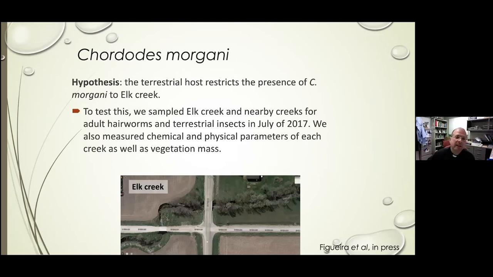So we hypothesize that the terrestrial host restricts the presence of Gordius morgani to Elk Creek, as opposed to the neighboring creeks.